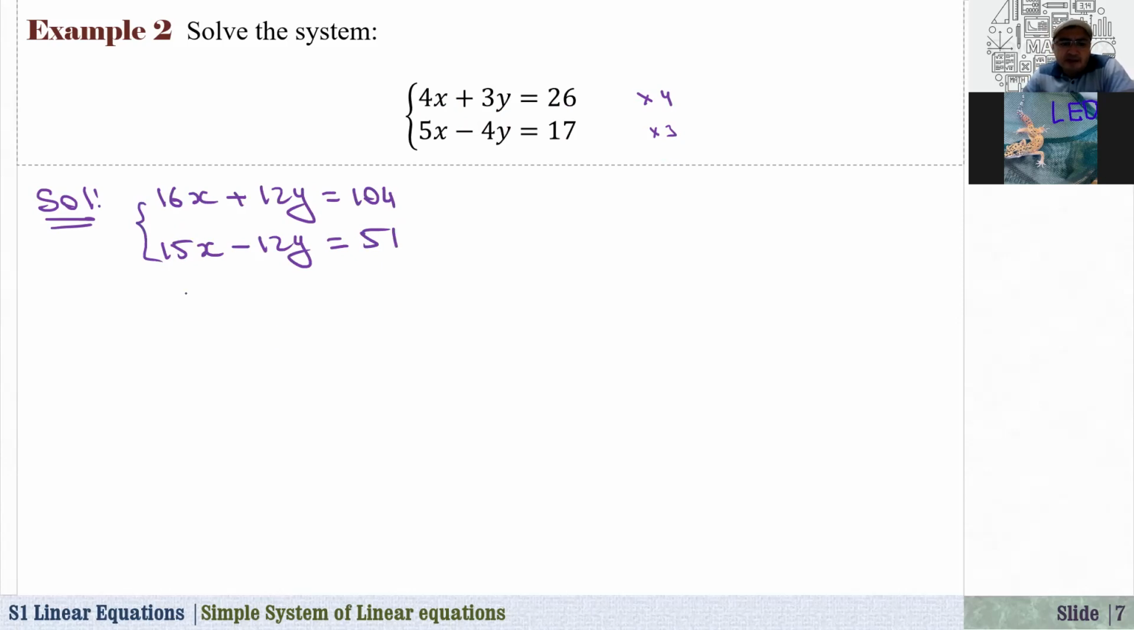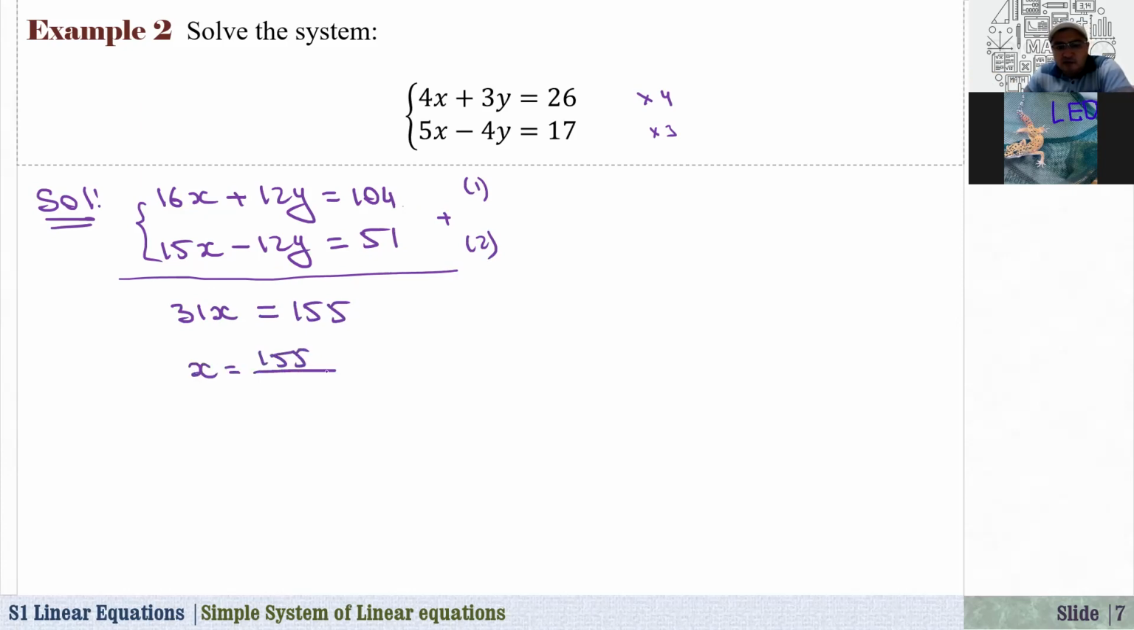So see here, I can eliminate y's here. Now draw a line, and because the coefficients have opposite signs, I'm going to add the first equation to the second equation. This is our first equation, and this is our second equation. So if you add them, 16x plus 15x, that's equal to 31x. 12 plus -12, that's equal to 0. 104 plus 51, that's equal to 155. So from here, what is x? x equals 155 over 31, which is equal to 5. So now we got the value of x.